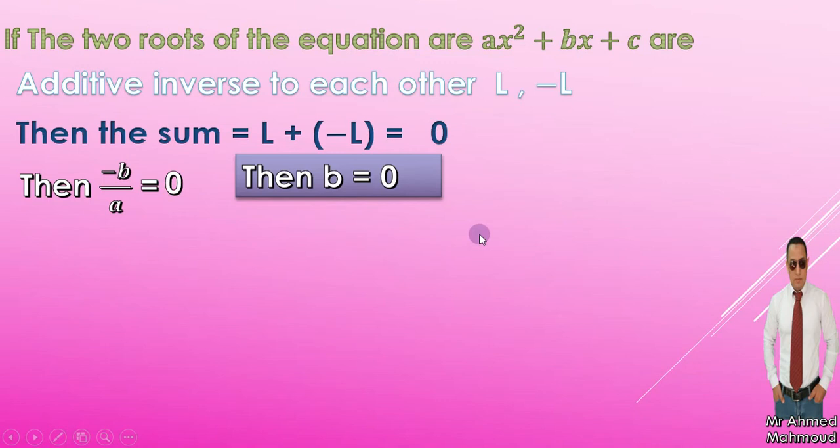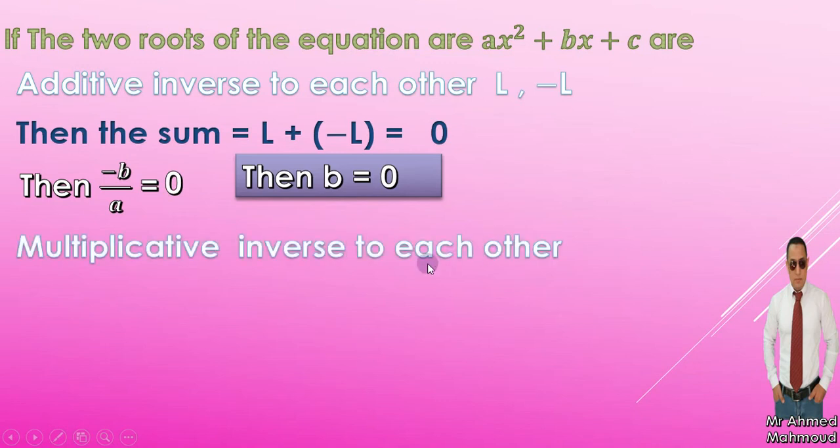Another one, if they are multiplicative inverse to each other. Remember with me the multiplicative inverse. If we have, for example, 5, its multiplicative inverse is 1 over 5. The multiplicative inverse, we make the number upside down. If the first root is called L, then its multiplicative inverse is 1 over L, like this.